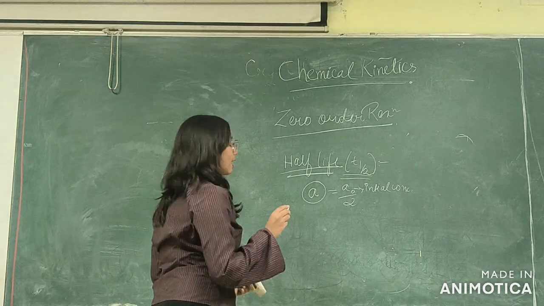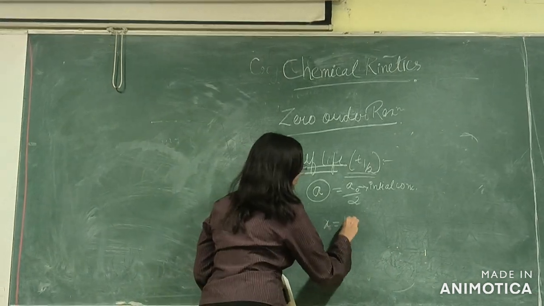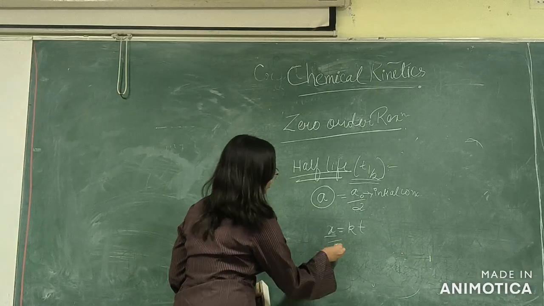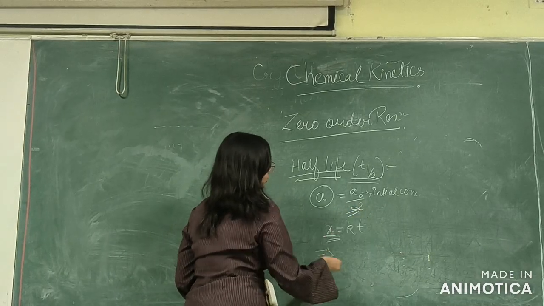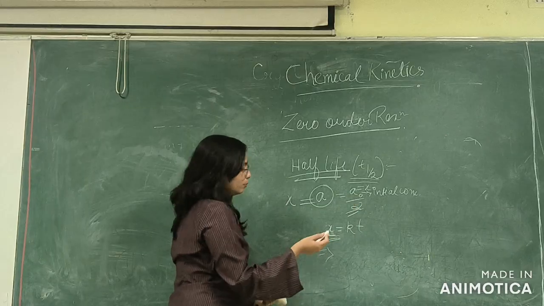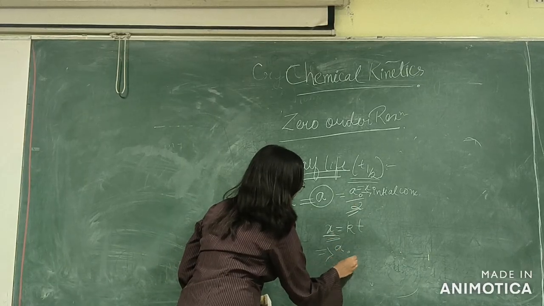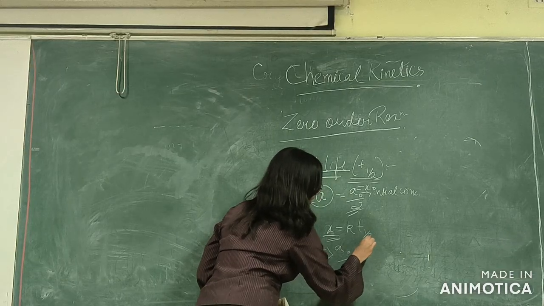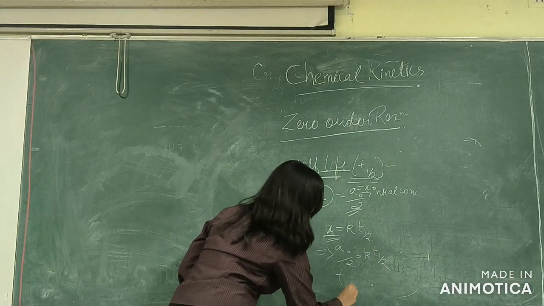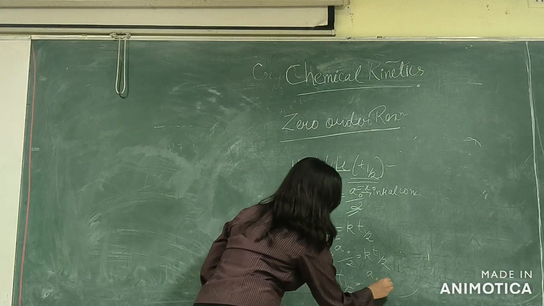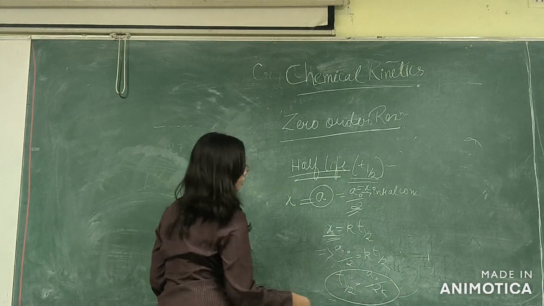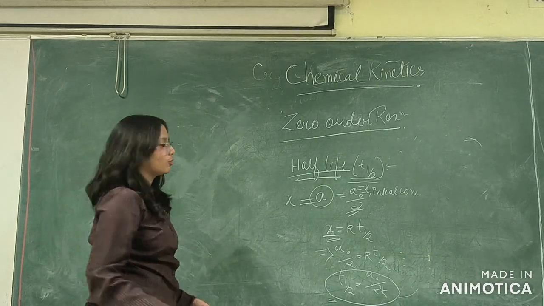So we have an equation that we derived. The equation was x is equal to kt. In the place of x, we can place A0 by 2, so it is like A0 by 2 is equal to k t half, because we are calculating t half. By rearranging, we will get t half is equal to A naught divided by 2k. Again, this is also an equation that you should remember. So this is all about the zero order reaction.